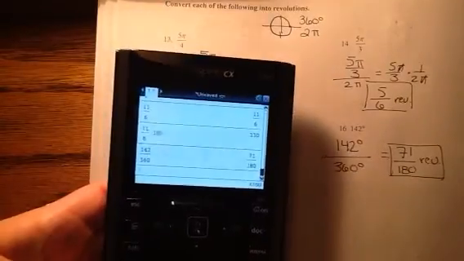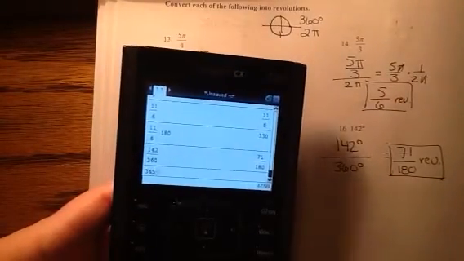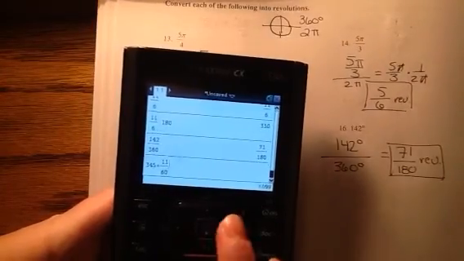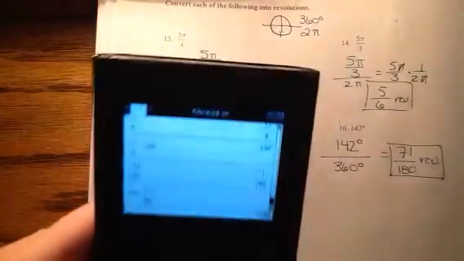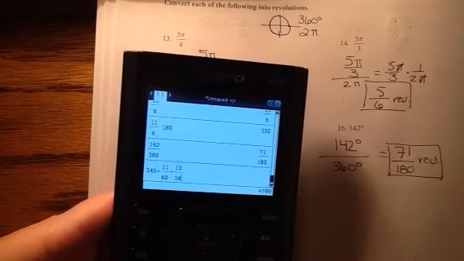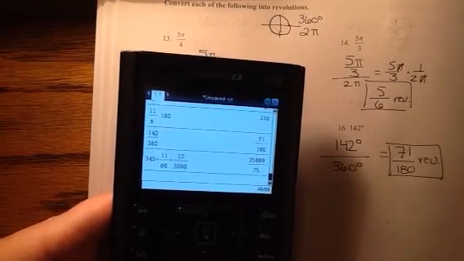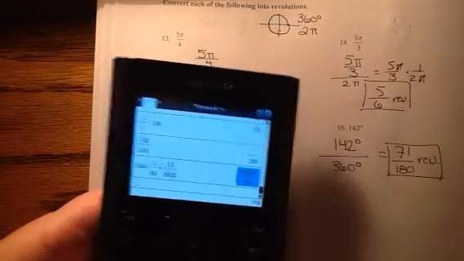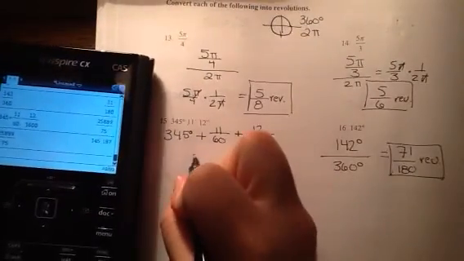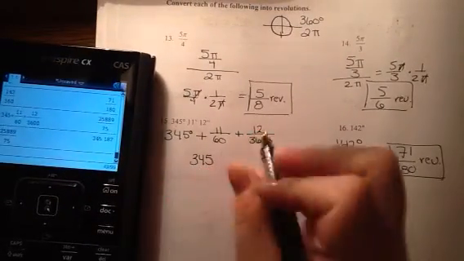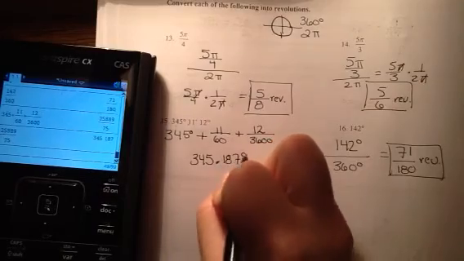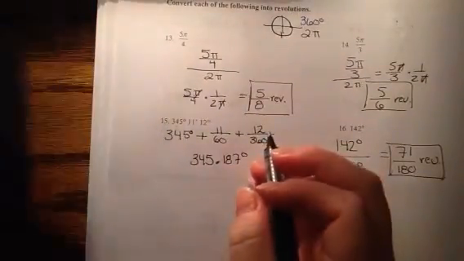And so now what I'm going to do is I'm just going to type in my calculator: 345 plus 11 over 60 plus 12 over 3,600. And you want it to approximate the answer for you. So this is about 345.187 degrees. But I don't want to go to degrees, I want to go to revolutions.